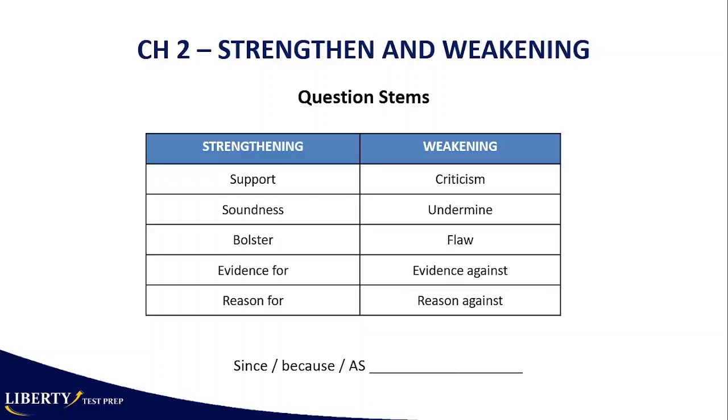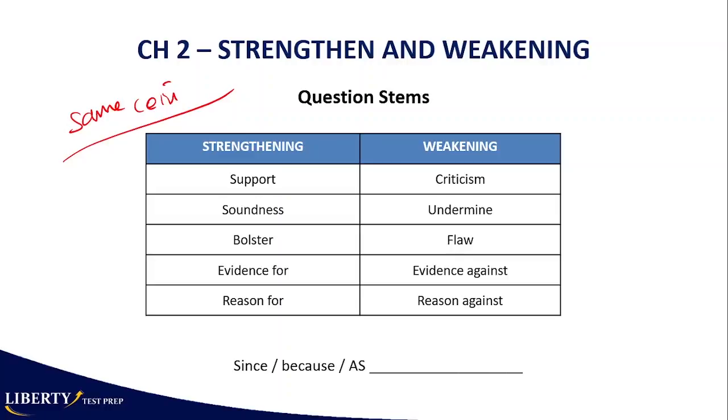Okay, perfect. So now here we have chapter number 2, strengthening and weakening. As we already mentioned in the introduction, these are the most common types of questions you're going to find in critical reasoning. Those are 2 different types of questions. One is the one that is going to ask you to strengthen the conclusion, and the other one is the one that is going to ask you to weaken the conclusion. But basically they are 2 sides of the same coin. So you are going to use the same type of theory in order to answer these questions.